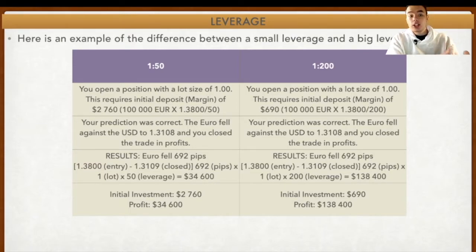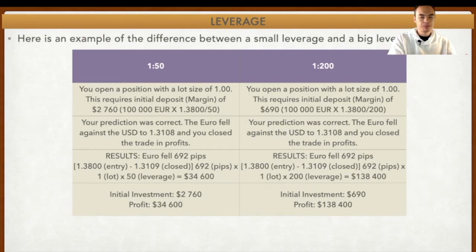So with an initial investment of $2,760, you've made $34,600 on this trade. Okay, remember, you're not necessarily going to make 692 pips on one currency pair. You can on NASDAQ, but not on a currency pair, unless you're a positional trader. Okay, but it's just an example. So can you see how much you've made with using a leverage of 1 to 50?